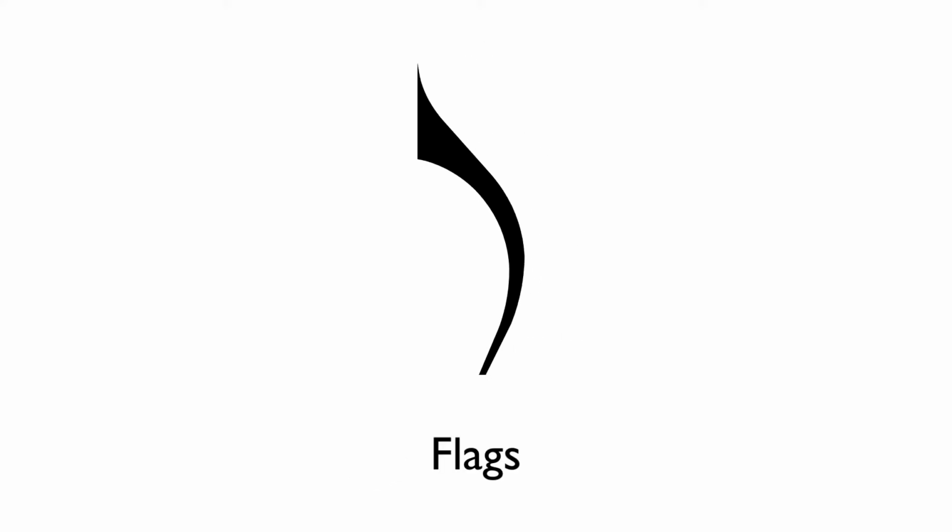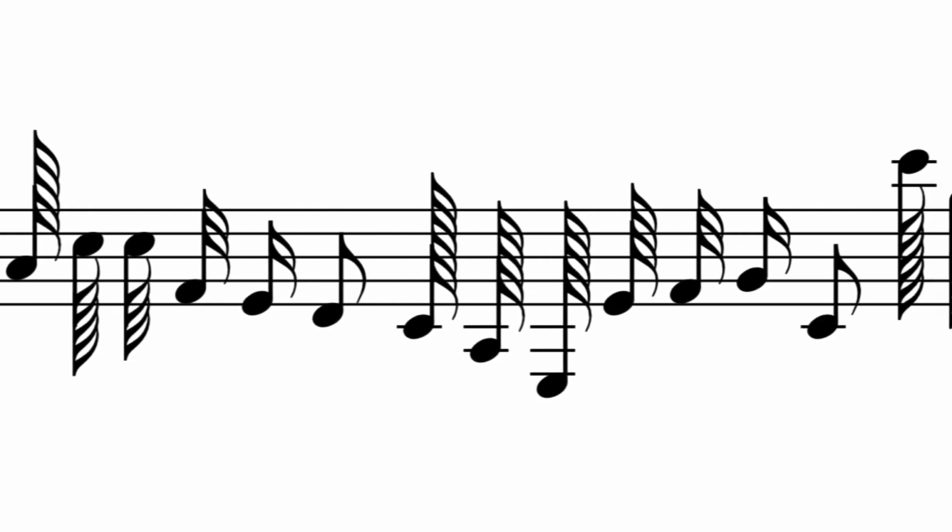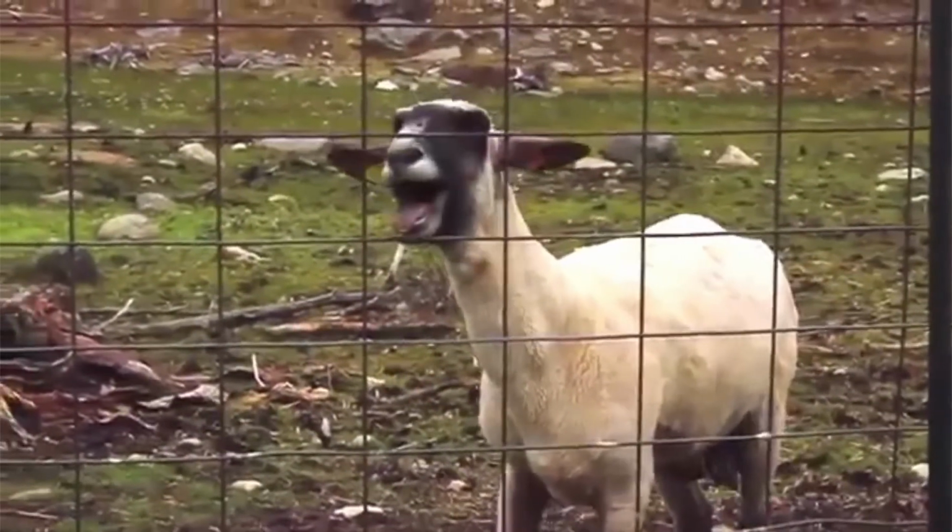Every time we add a flag, we halve the value of the note. So, adding a second flag to our eighth note creates a 16th note with a value of a quarter of a beat. And adding a third flag halves the value again to create a 32nd note with the value of an eighth of a beat. It's theoretically possible to add an infinite number of flags, but that's not something most of us would want to encounter on a sight reading gig.